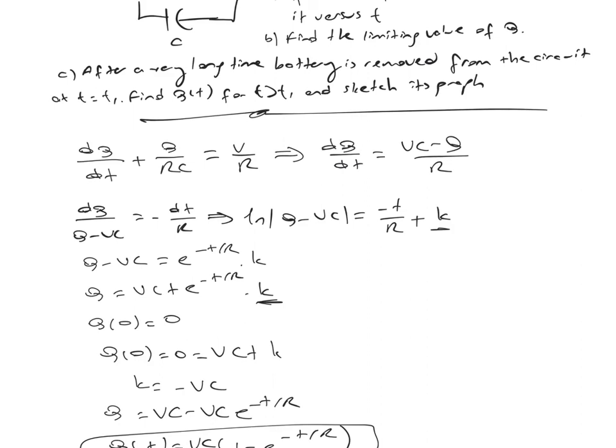And let's look at C. After a very long time, the battery is removed from the circuit at t is equal to t1. Find q(t) for t bigger than t1 and sketch its graph. Let's turn back to our differential equation, and here V will be equal to 0 since the voltage source is removed. So our differential equation will be dq over dt plus q over RC is equal to 0.